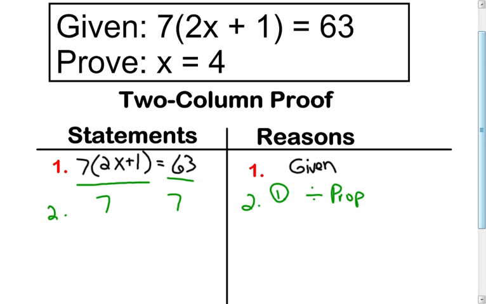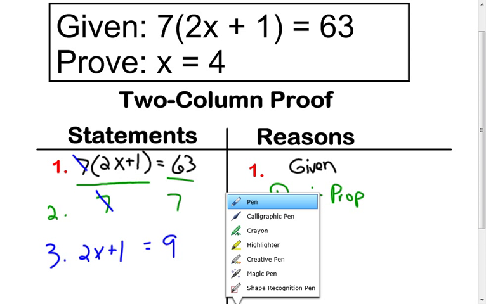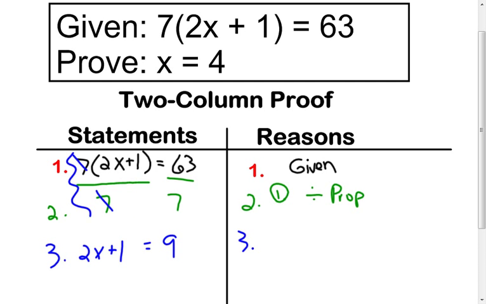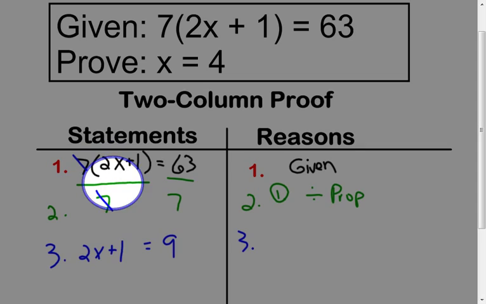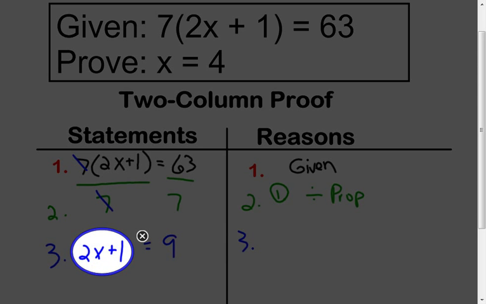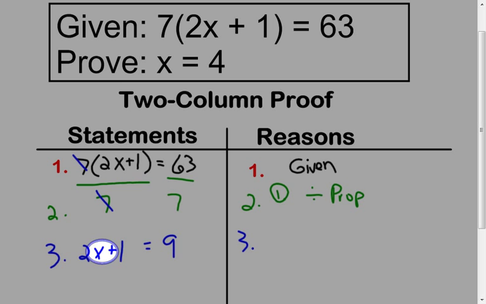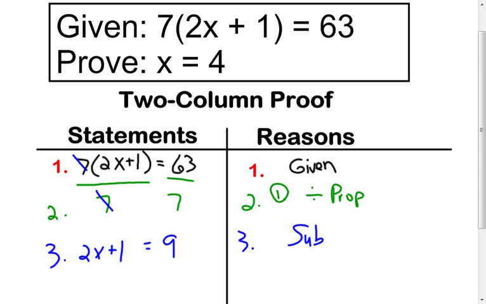Now when I go on here to line 3, I'm going to do this simplifying. My 7s are going to divide out, and all I'm left with is 2x plus 1 on the left side equal to 9 on the right side. What I did is I replaced all of this right here with the 2x plus 1. So when I replace something with what it's equal to, that's referred to as substitution again.